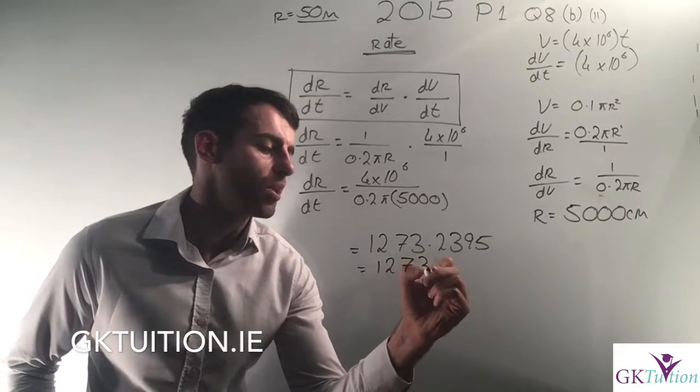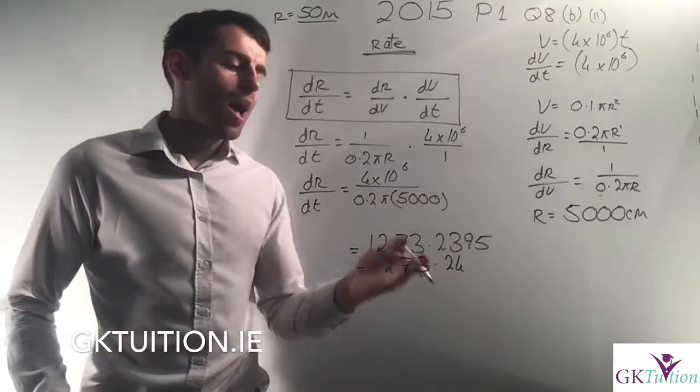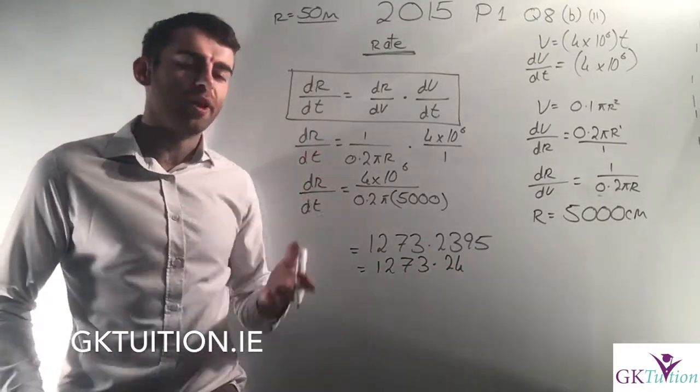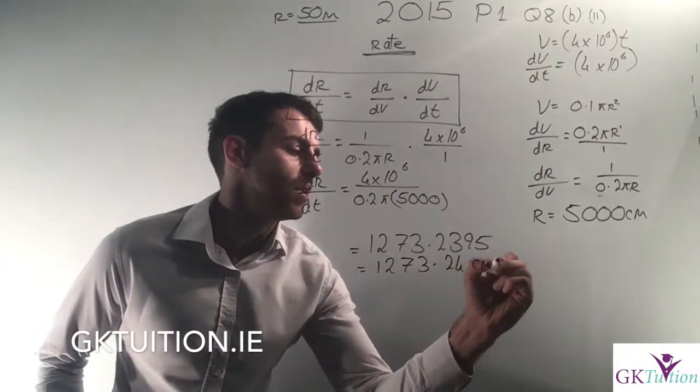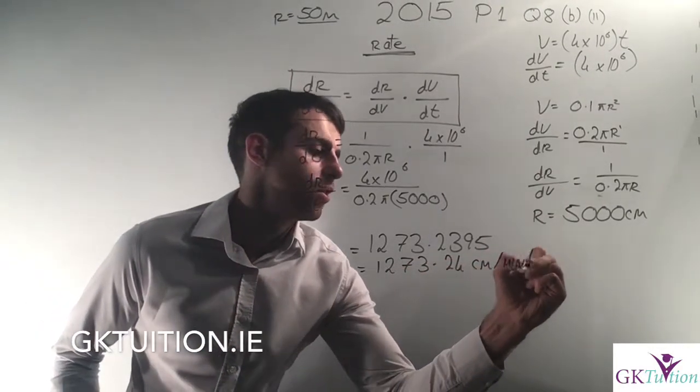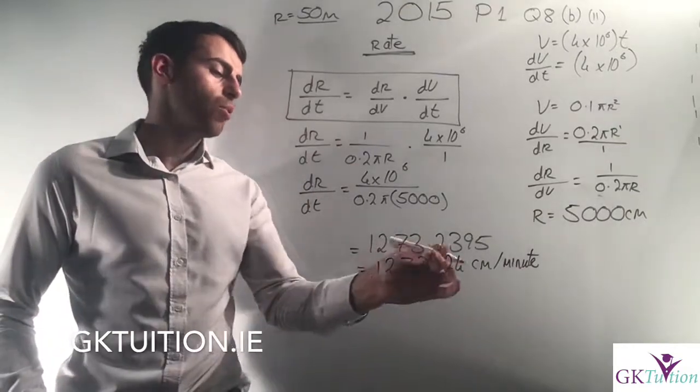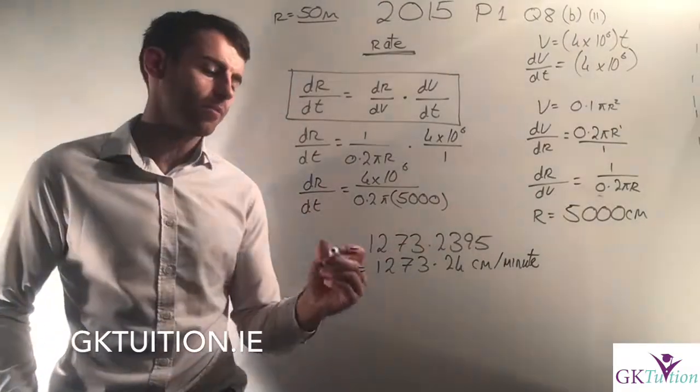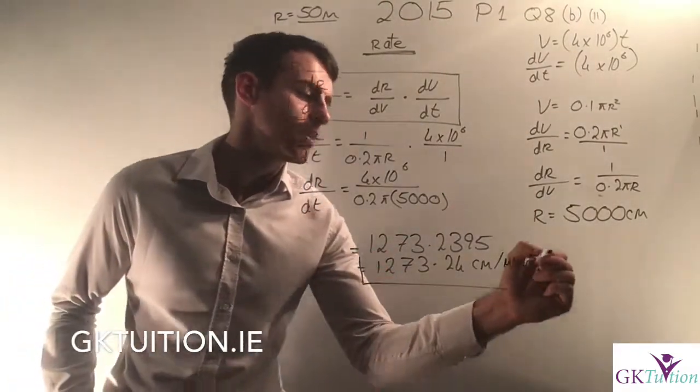I get 1273.24, and again it's the radius divided by the time. The radius is in centimeters and the time is in minutes. So it's 1273.24 centimeters per minute. So that's my final answer in this case.